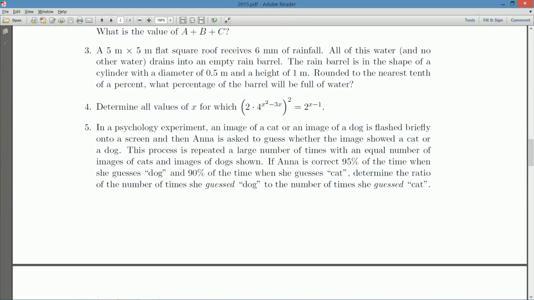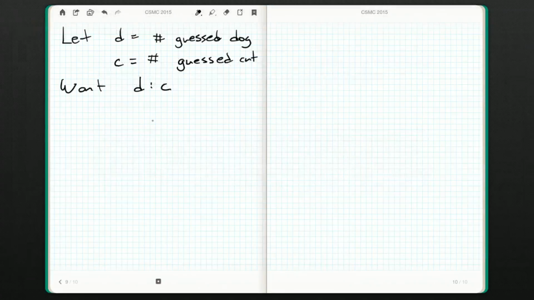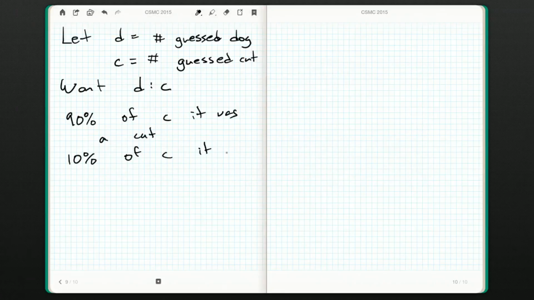So, what have we got here? So, 90% of the time when she guessed cat, so 0.9 times C, it actually was a cat. That means 0.1 times C, it was a dog. So, 90% of C, it was a cat. That means that 10%, the leftover percent, 10% of the time she guessed cat, she was wrong, so it must have been a dog.